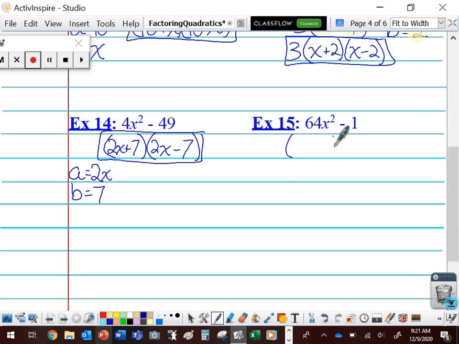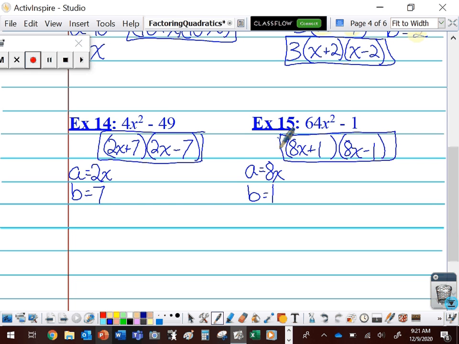Okay, so next up, number 15 here. I have 64x squared minus 1. Okay, and I look for a GCF, but there's nothing that divides both of those. So I need to find what am I squaring to get each of these? Well, to get 64, you square 8. To get x squared, you square x. Now, what do we square to get 1? What times itself gives you 1? How about 1? So this factors 8x plus 1, 8x minus 1.